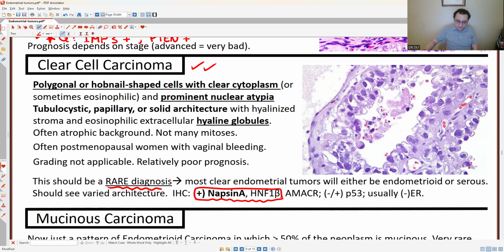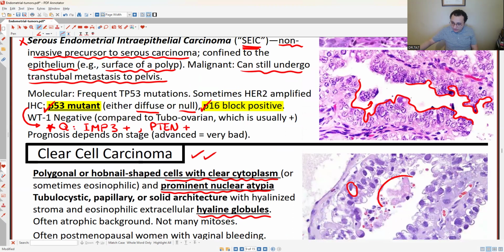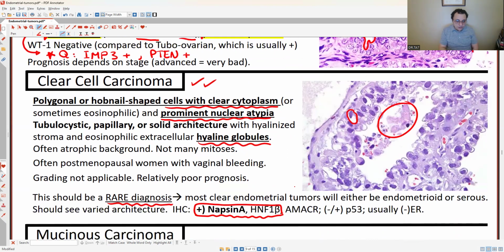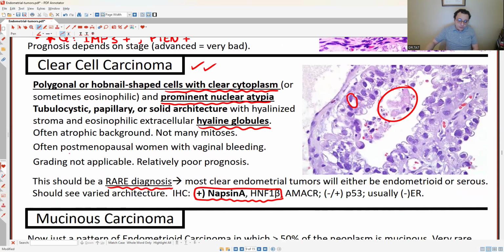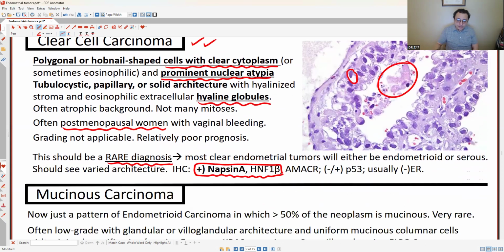This is very rare in the endometrium, extremely rare diagnosis. However, as you see here, you see the classic clear cells and the high-grade nuclei or malignant nuclei with prominent nuclear atypia, and the cells with clear cytoplasm. And you also sometimes see the hyaline globules. Here are the hyaline globules extracellularly, maybe in the lumen. There are not many mitoses, however, it happens in postmenopausal women, and it has a relatively poor prognosis.